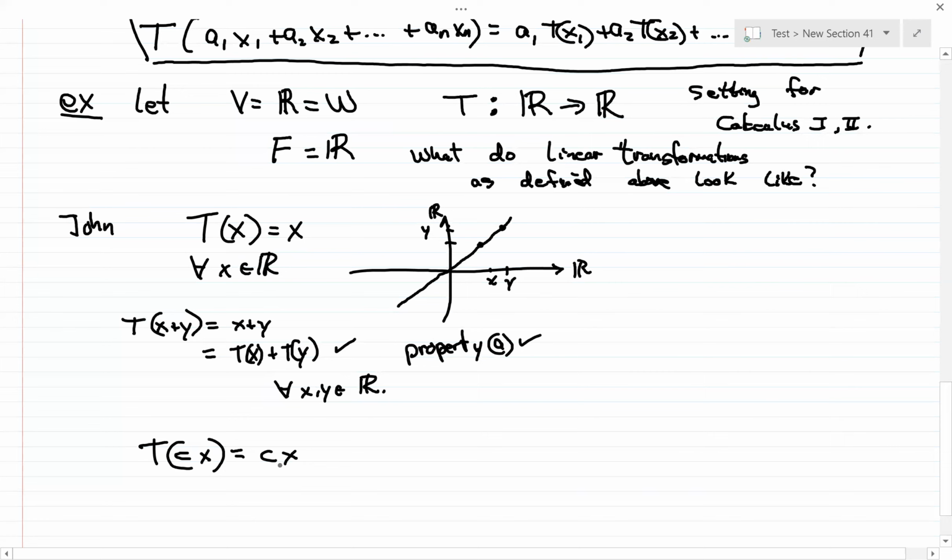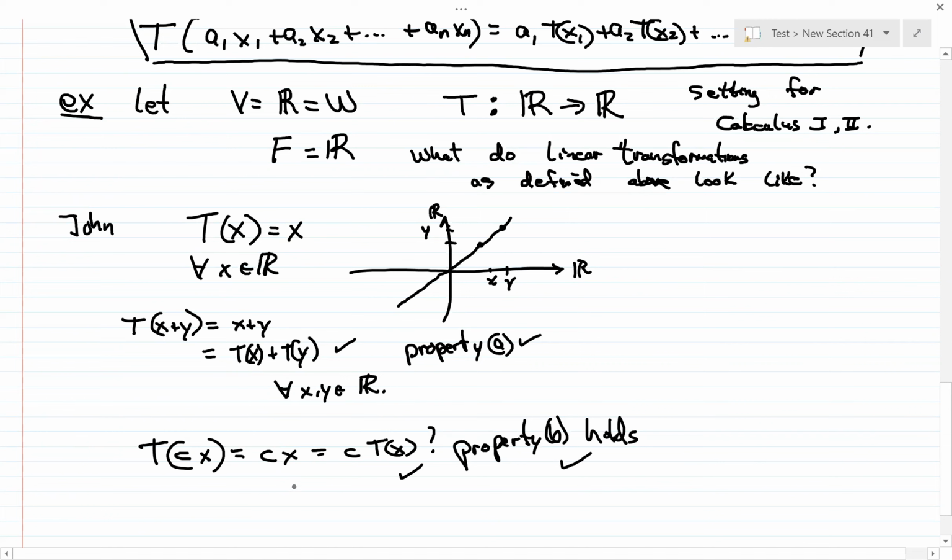And what else? What do we have to check? Well, is this equal to C times T of X? Question mark? Because that's what property B is about. It says if you take the transformation of a scalar times a vector, you get the same as the scalar multiplied by T of X. The T of X is X again, according to John. So since that equals that and C is the same, I'd say this is true. So property B holds.